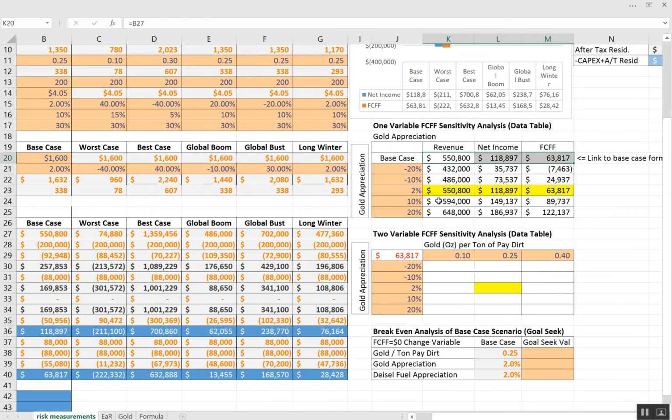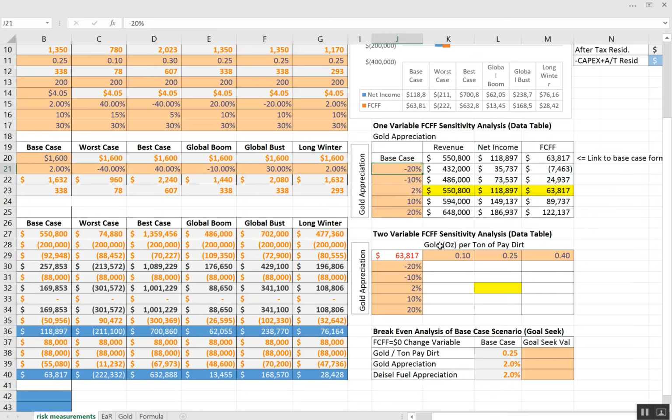here's my base case. My base case is a 2% appreciation, but then it shows me my exposure. So it looks like we're generally okay for plus or minus 20%. It's only the free cash flows that turn negative when you get about a 20% decline in gold.